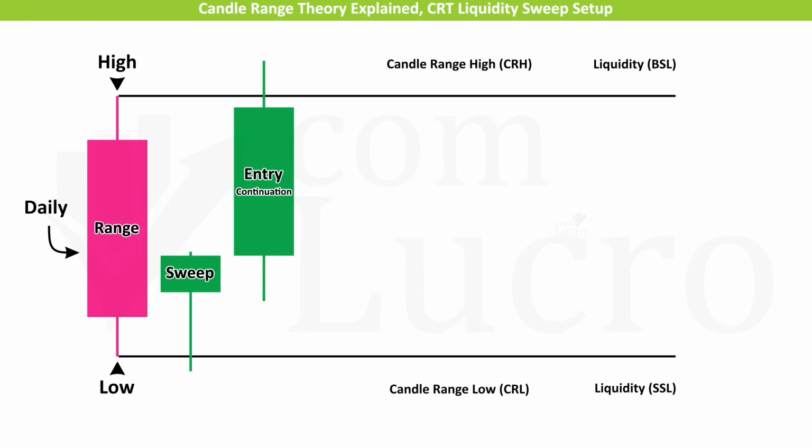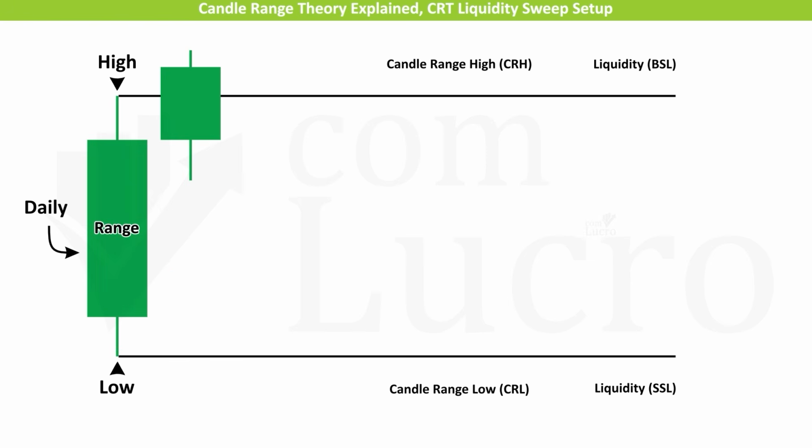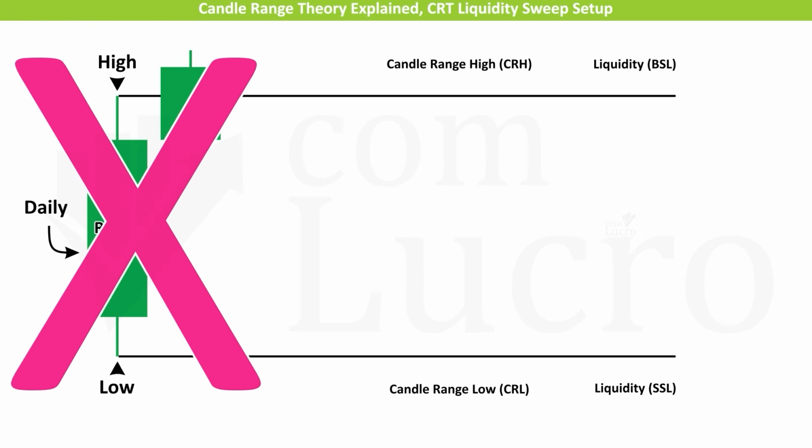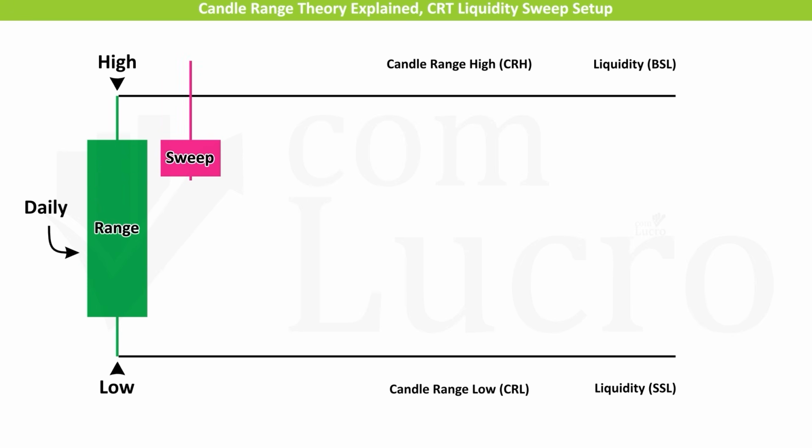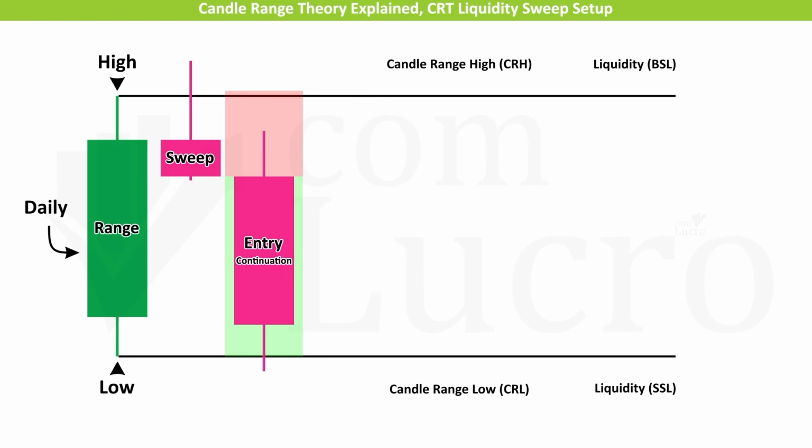The same logic applies in reverse. If price sweeps below the CRL and closes back inside the range, it often seeks the liquidity resting near the candle range high. However, there is an important condition. If the second candle closes decisively above the CRH, the CRT setup becomes invalid. In that scenario, the market is expanding, not rejecting the range. But when the second candle fails to close above the candle range high and instead returns inside the range, we can then look to the third candle for a potential short setup, with the candle range low serving as the logical objective. That covers the core idea and the reasoning behind candle range theory.